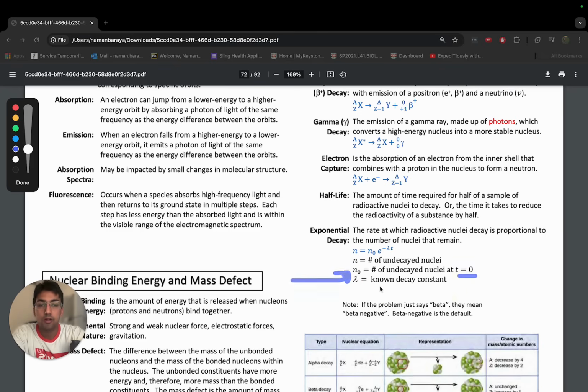And then we have a known decay constant, and this is just dependent on what radioactive material we're working with. And you'll actually see this in, like, I was doing a rotation with radiation oncology, and some of the medicines they used had radioactive half-lives.